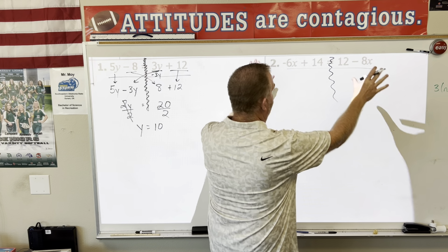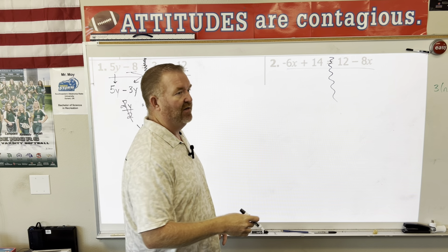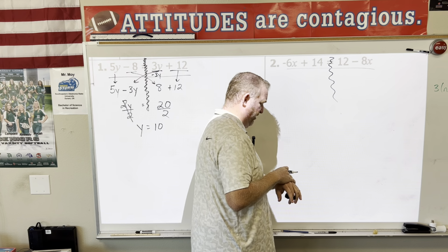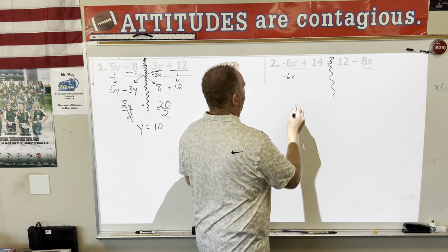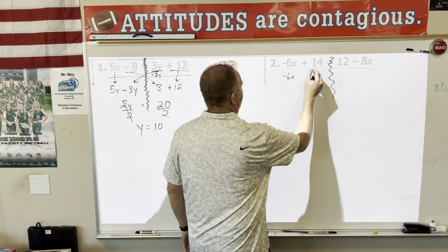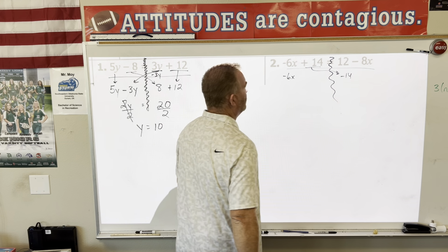-6, first of all, nothing to distribute, nothing to solve. So now we're immediately at step number 3. We can start putting letters left, numbers right. All right, here we go. -6x. Does it stay or go? Stays. -6x. Boom. What about 14? Goes. +14 becomes a what? -14. Good. Perfect, guys.